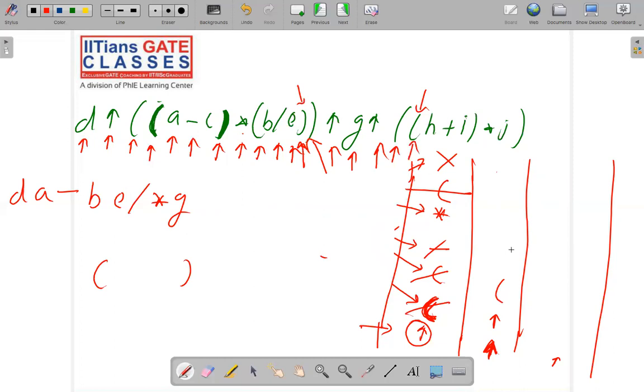The start of the brace comes up, we push it. Okay. Then we have H, we print H. Then plus comes up, plus sees that on the top of the stack we have the start of the brace.